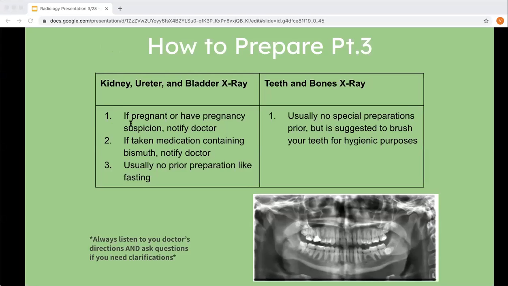To prepare for a teeth and bone x-ray, there is usually no special preparation prior, but for dental, you may want to brush your teeth for just hygienic purposes. Also, always listen to what your doctor advises you for all of these scans, as they do know best. All right, I hope you learned something new regarding how to prepare before a scan. Next, you guys will be learning about the different risks of scans.